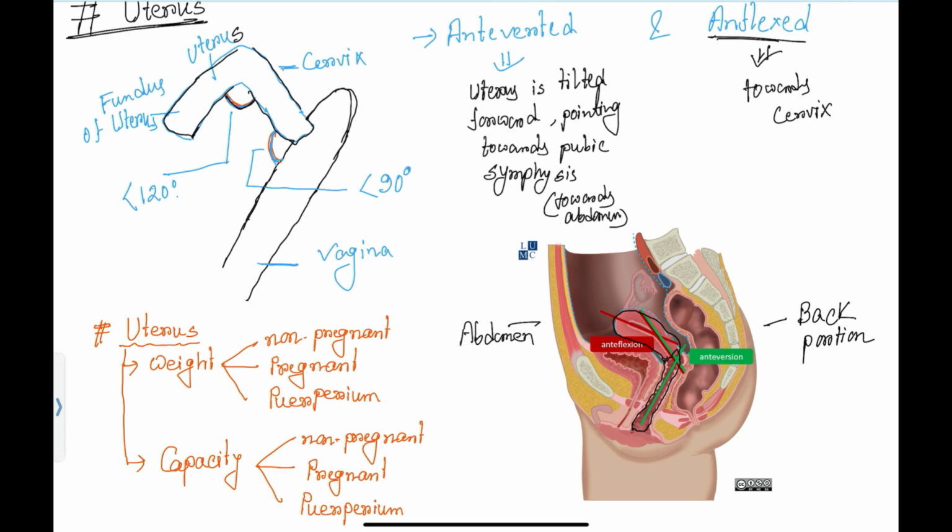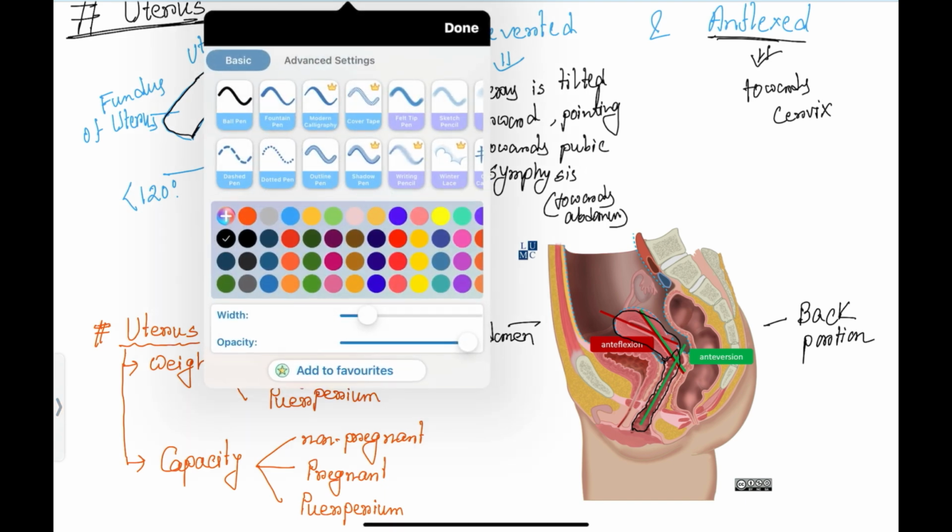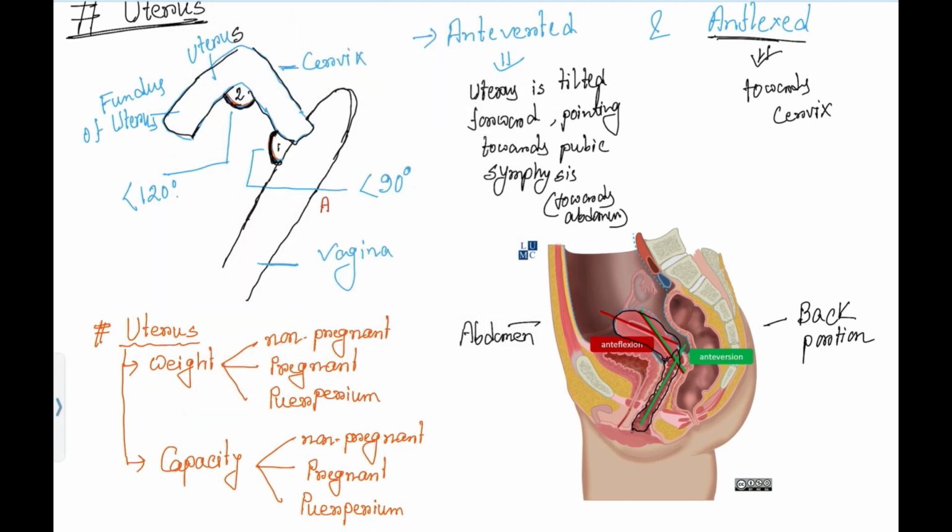Now here are two angles. Sometimes questions come like this: which one is the angle of anteversion and which one is the angle of anteflexion. Now this one I will mark as 1 and this as 2. Coming to this 1, this angle is called the angle of anteversion, and this angle, this 2, is called the angle of anteflexion.